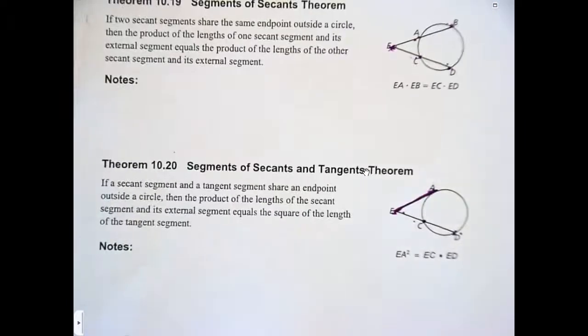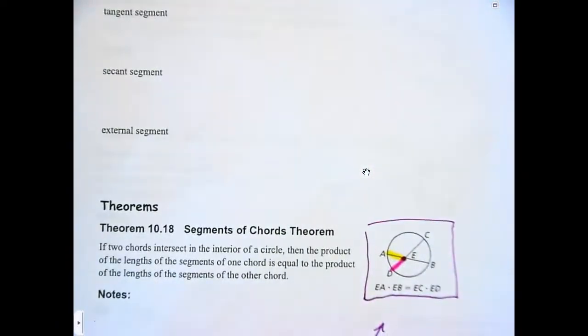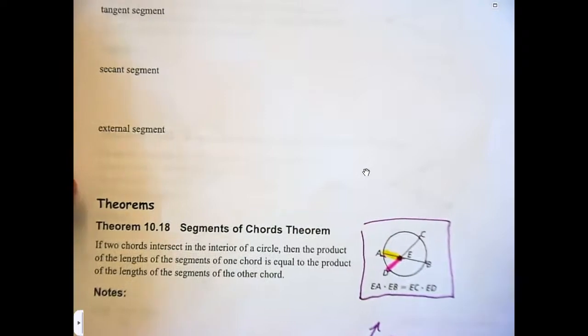All right, and those relate to what's on that previous page, where you have your segments of chords theorem, where you say that EA times ED is equal to DE times CE. Those are our three new formulas.